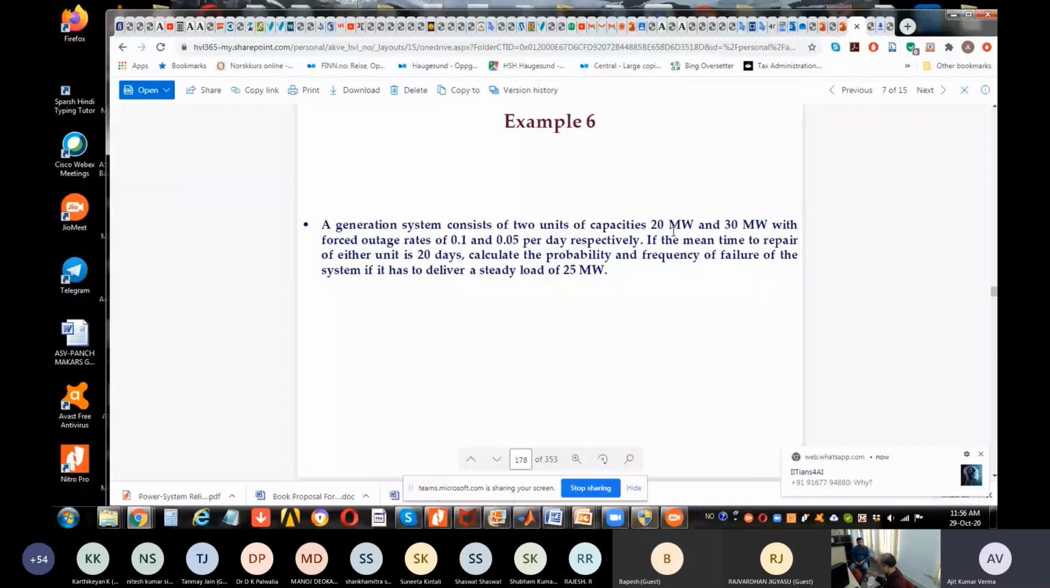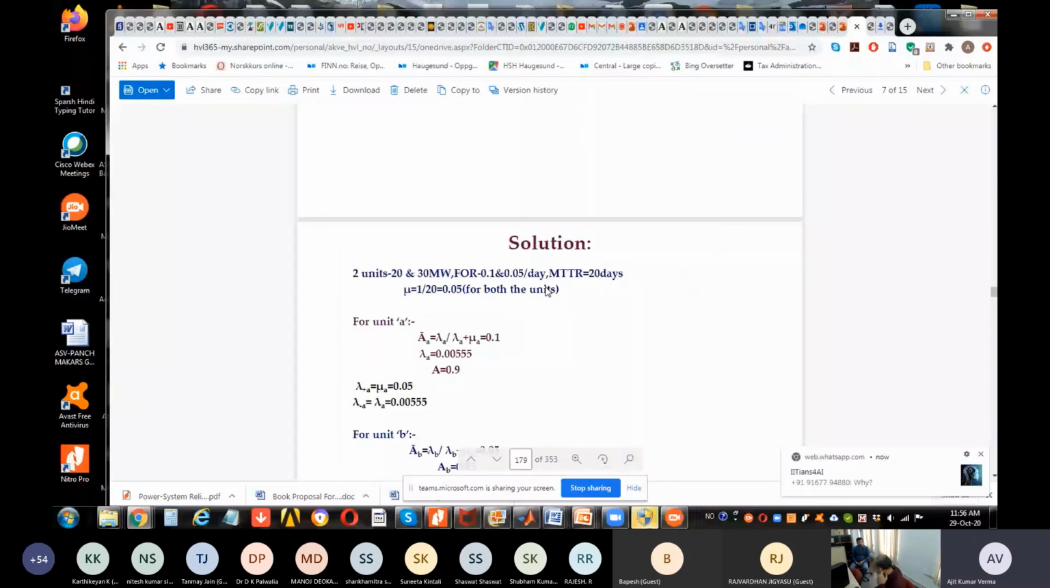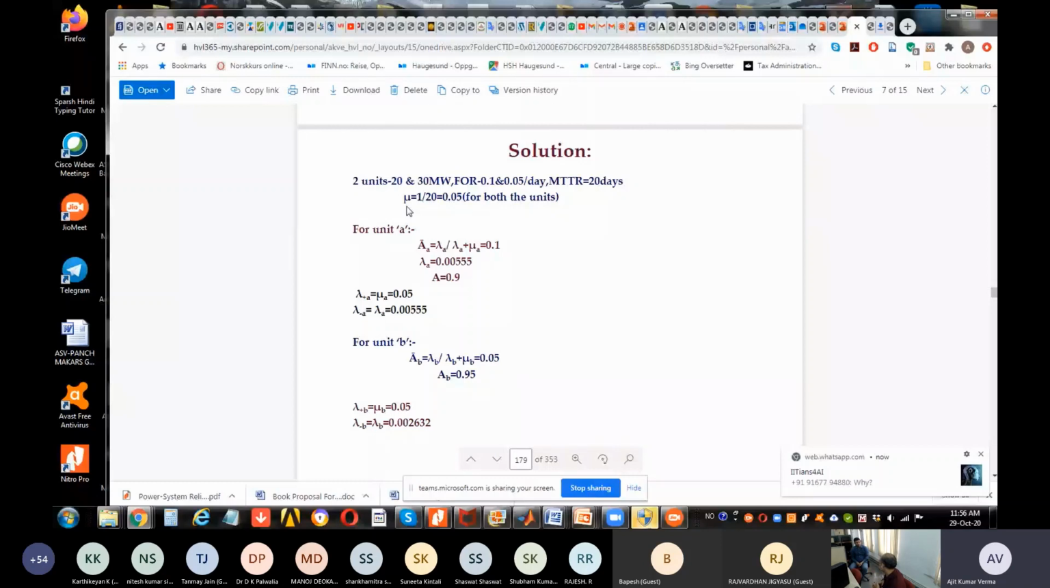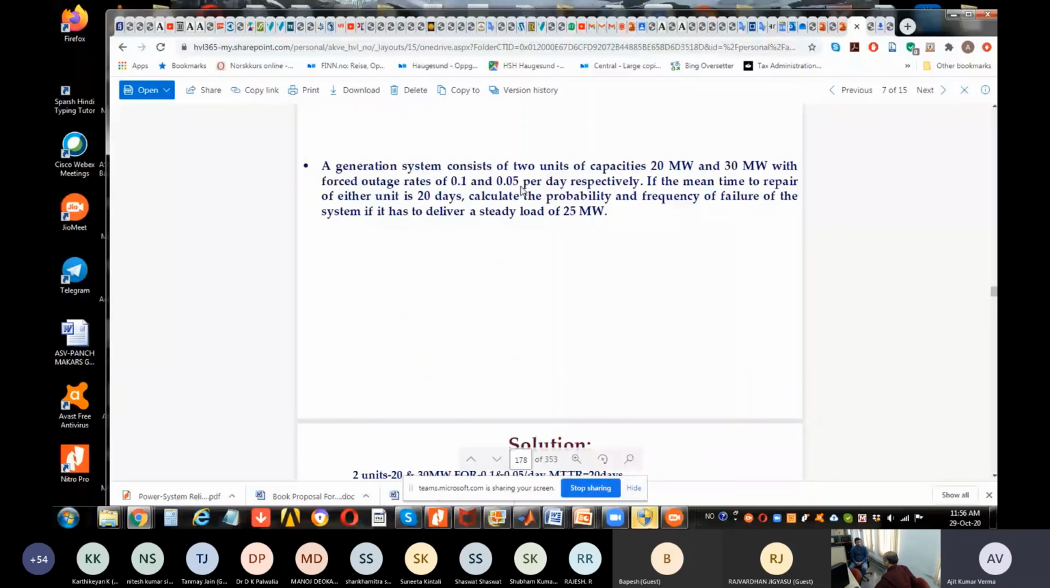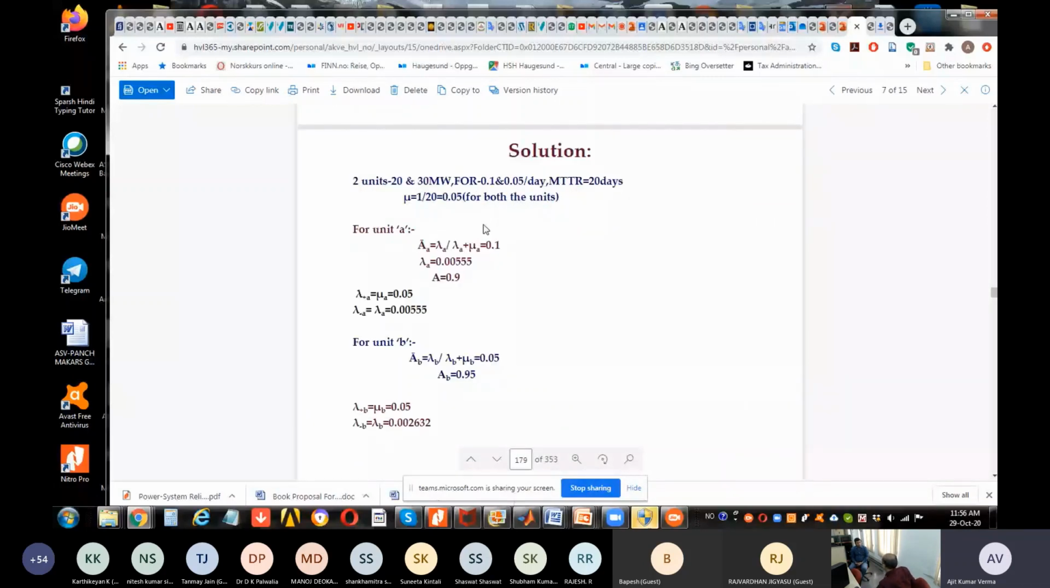So the repair rate, for both the 20 and 30 megawatt units, is based on an MTTR of 20 days. So the repair rate is 1 upon 20. We substitute in the expression of our unavailability. The forced outage rate is 0.1 for the 20 megawatt unit and 0.05 for the 30 megawatt unit. So we substitute the repair rate in the forced outage rate, that's lambda by lambda plus mu, and you get the failure rate as 0.00555. And of course, the availability is 0.9 because the unavailability is 0.1. Let's look at the other case.